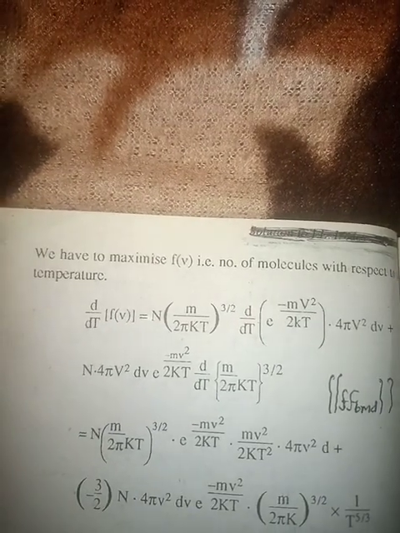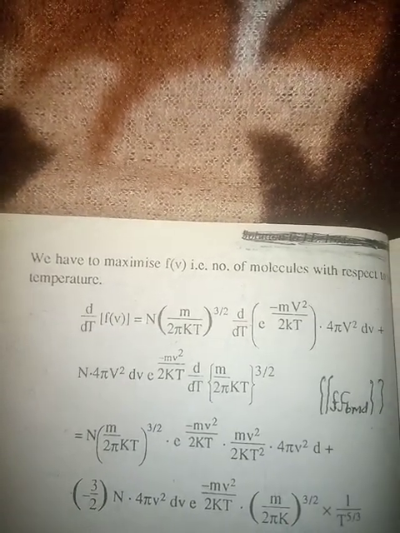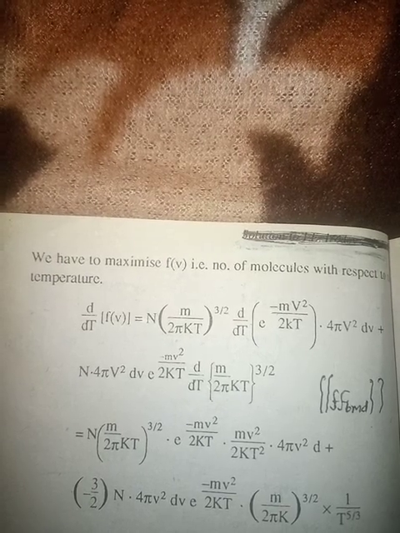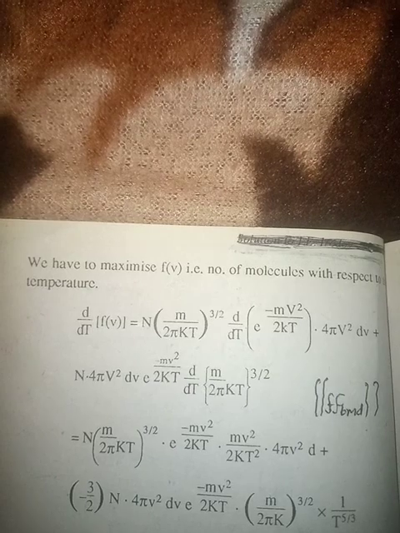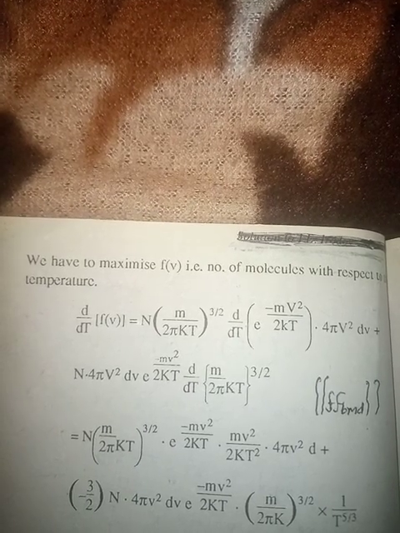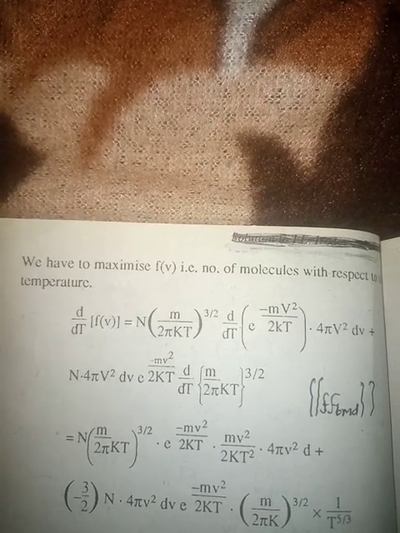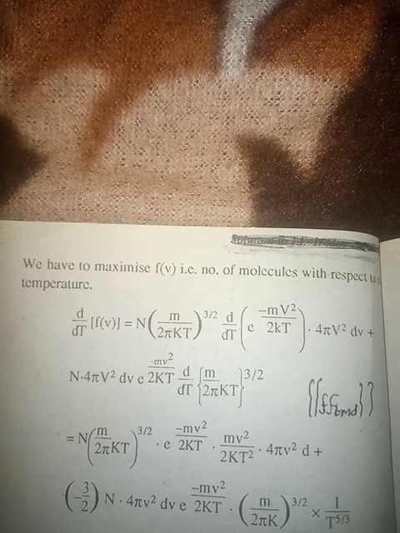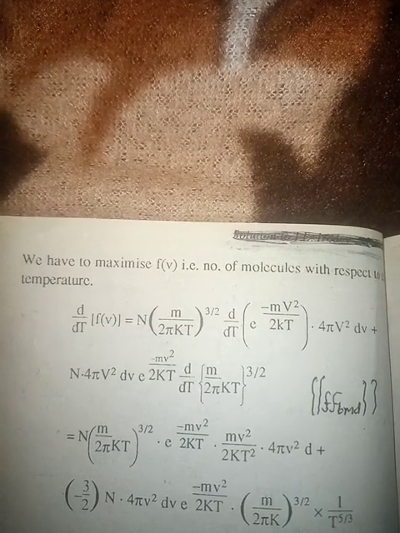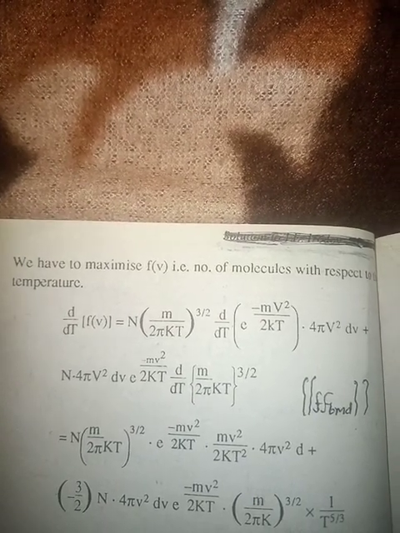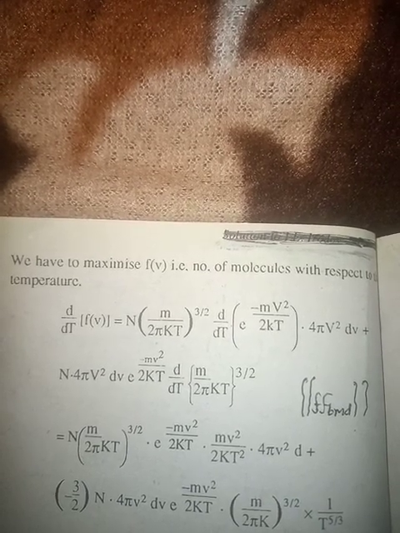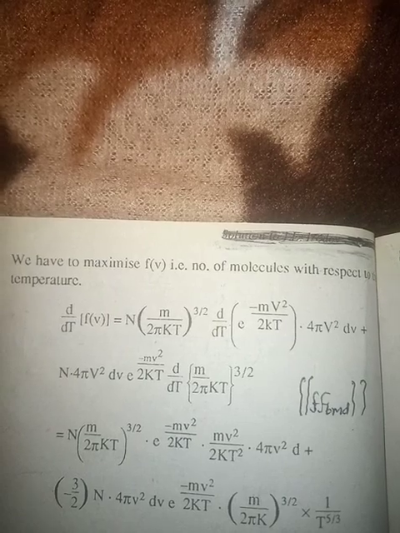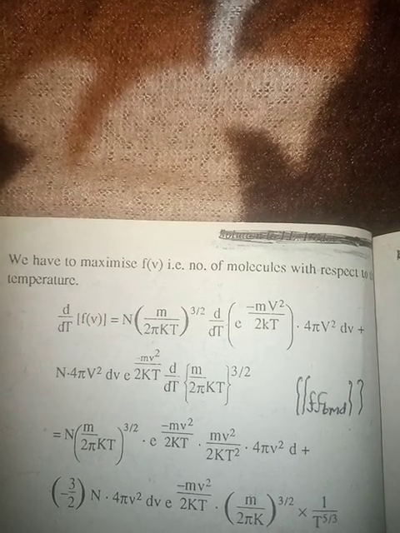We have to maximize dN, that is the number of molecules, with respect to temperature, as d/dT of dN equals N into (m/2πkT)^(3/2) into d/dT of e^(−mv²/2kT) into 4πv² dv, plus N into 4πv² dv e^(−mv²/2kT) d/dT of (m/2πk T)^(3/2).